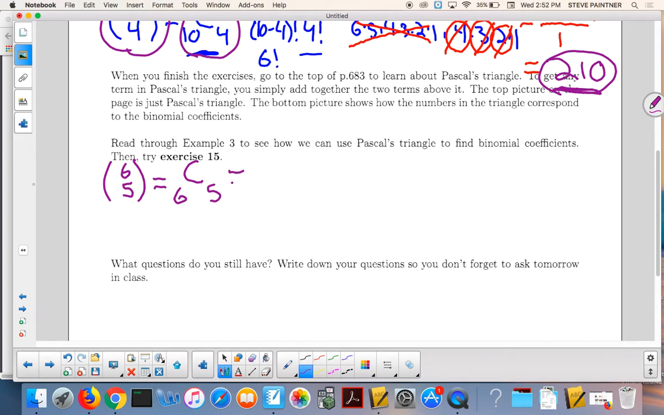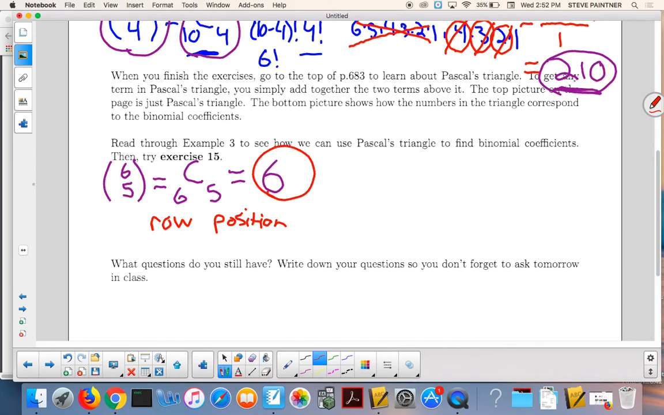So when you're computing using Pascal's triangle, when you're finding the binomial coefficients, it's just a matter of finding the right row. Your first number corresponds to your row, and your second number corresponds to your position in that row. So there, it was the 6th row and the 5th spot in the row, and that is our binomial coefficient.